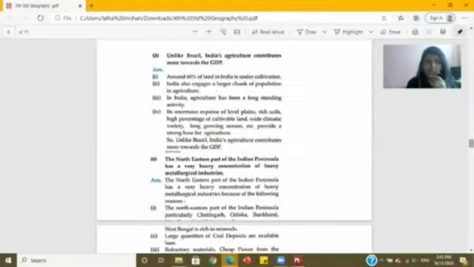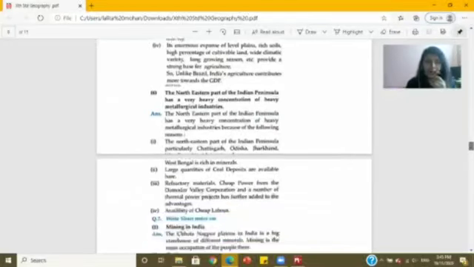Question number 6. The northeastern part of Indian peninsula has a very heavy concentration of metallurgical industries. Now, the answer to this is the northeastern part of the Indian peninsula has a very heavy concentration of metallurgical industries because of the following reasons. First, the northeastern part of the Indian peninsula, particularly Chhattisgarh, Odisha, Jharkhand, West Bengal, is rich in minerals.